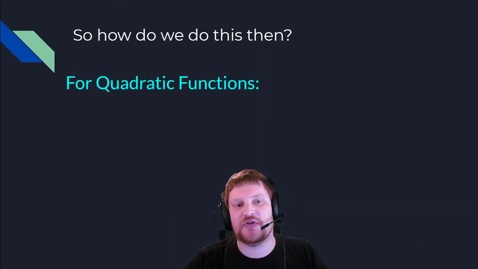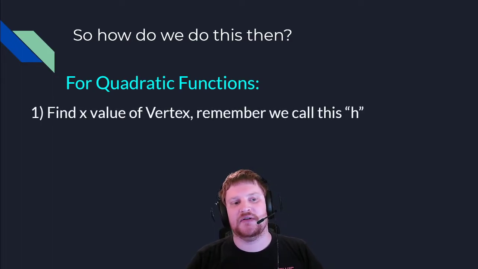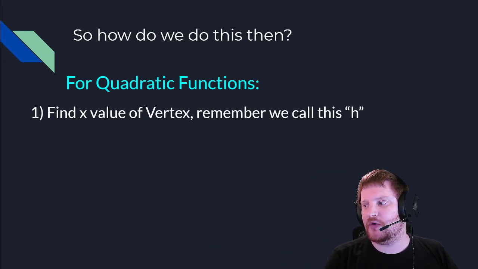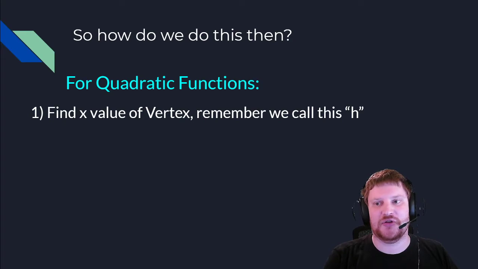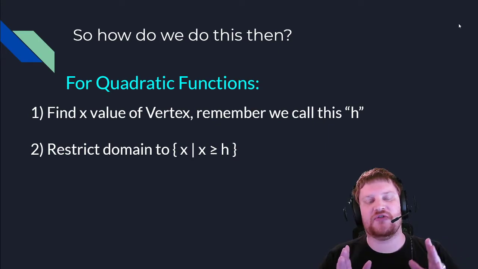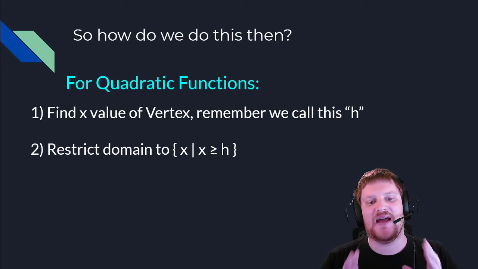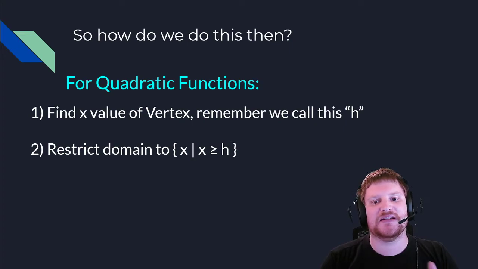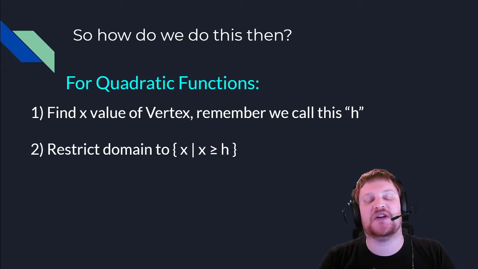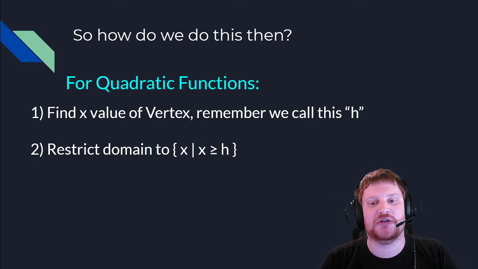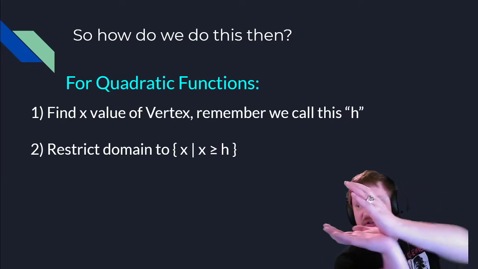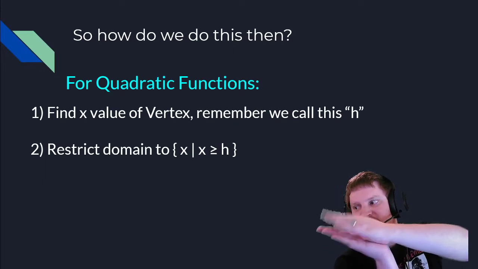Well, for quadratic functions, step 1, you're going to find the x value of the vertex. Remember, generally speaking, we call that h. Step 2 is you're going to restrict the domain. You're going to say that x can be any number where x is bigger than that x value of the vertex. Now the reason for this is because we want the inverse to still be a function. And if you think about it, if you take a u and you put it sideways like an inverse is going to do, it's not a function anymore.